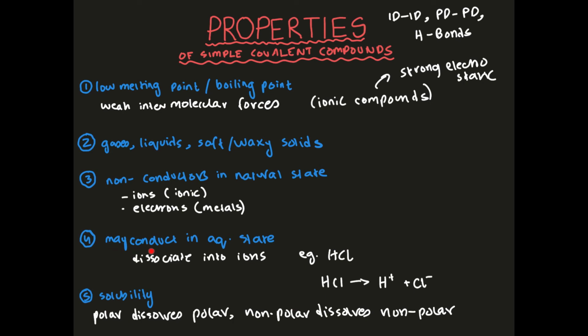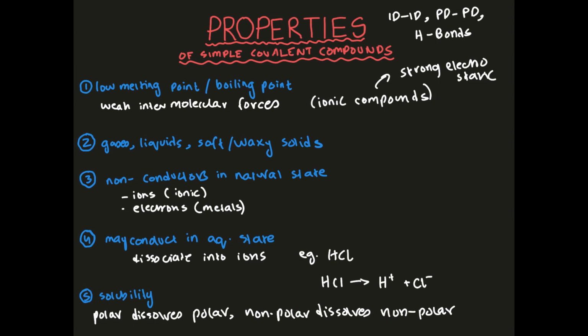However, they can conduct electricity in aqueous state when they're dissolved in water, as they can dissociate into their ions. So for example, we have HCl over here, and when HCl is dissolved in water, it's going to dissociate into H plus and Cl minus ions, and these ions are going to be able to conduct electricity. So in their natural state, simple covalent compounds cannot conduct electricity, but in aqueous state, they can.